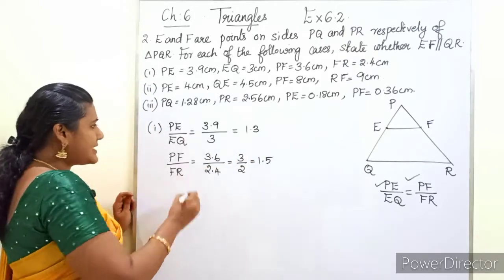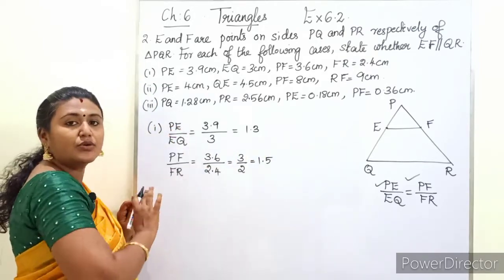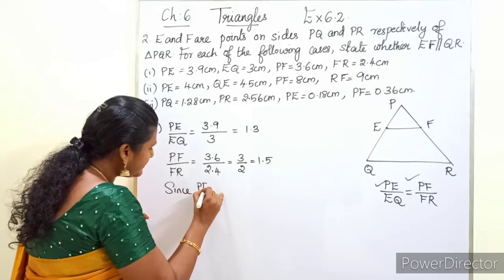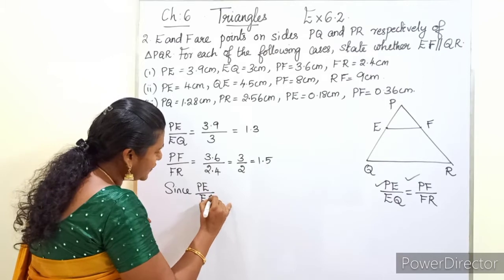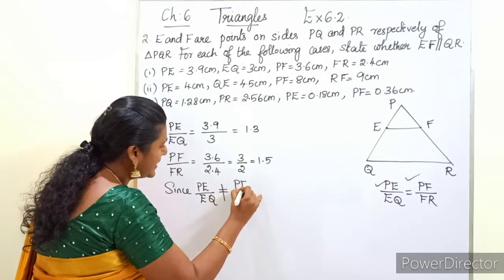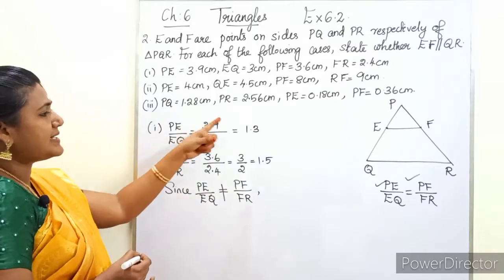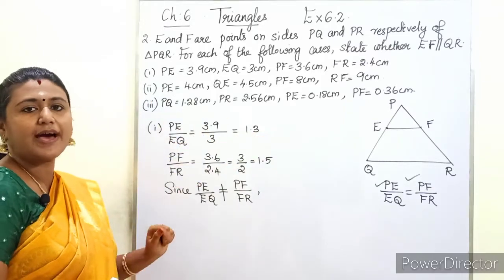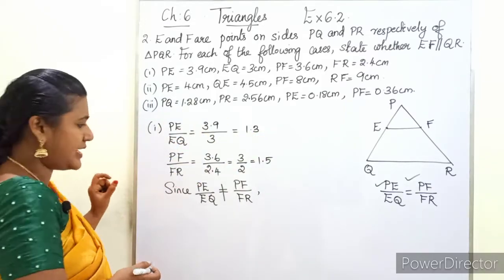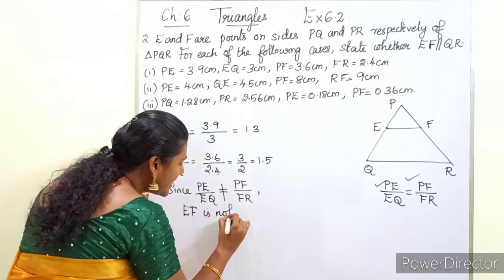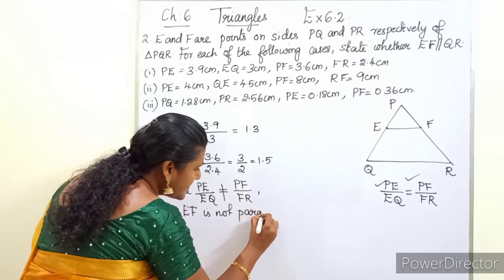So here you can see these two ratios are not equal. So we can write, since PE by EQ is not equal to PF by FR, we can say that EF is not parallel to QR for the first question. We can say that EF is not parallel to QR.